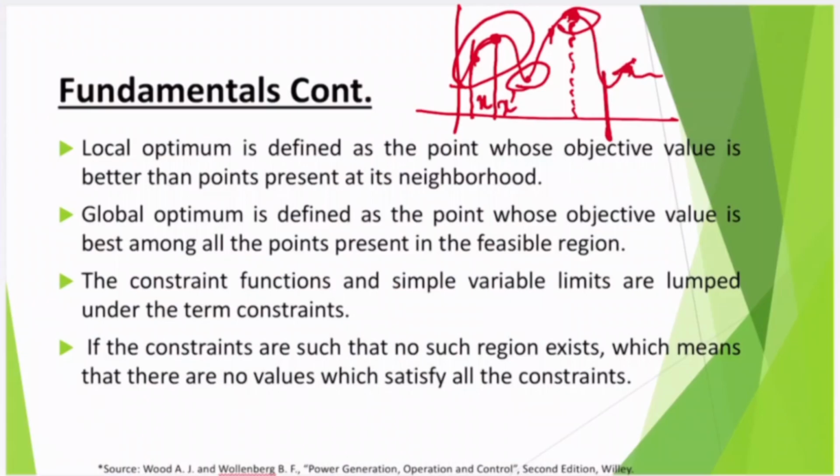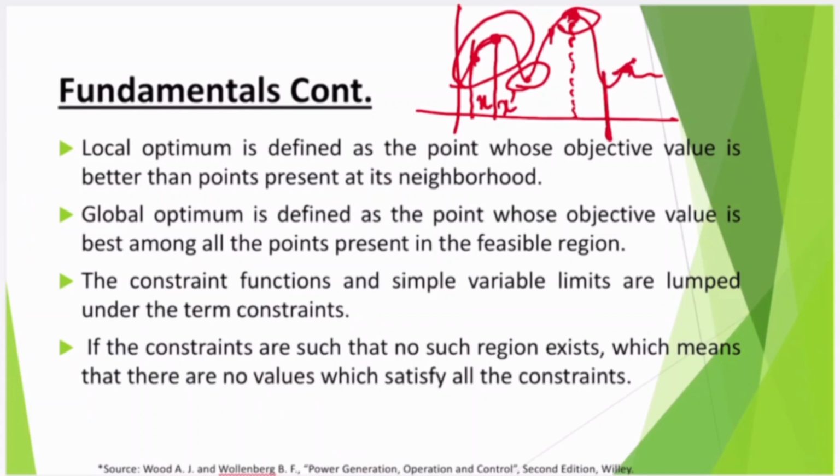But if you take all the local optimals of your function and then take the best out of them, that will give me the global optimum. So global optimum is defined as the point whose objective value is best among all the points present in the feasible region. And also, the constraint functions and simple variable limits are lumped under the term constraint, so everything can be put in a constraint form.